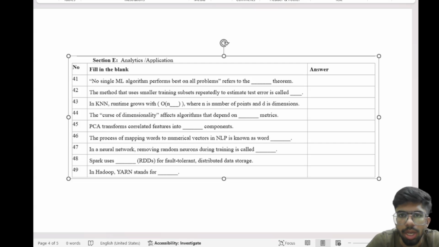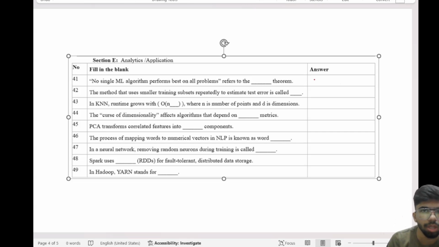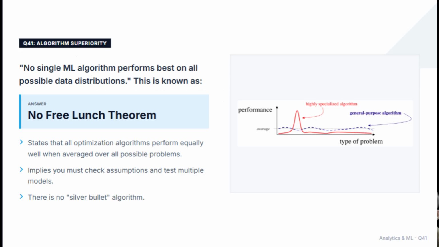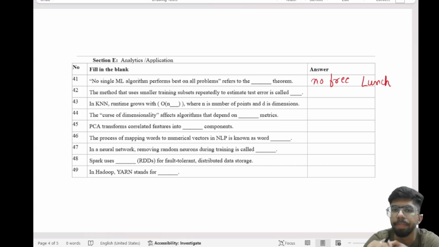Refers to dash algorithm. The answer is no free lunch. The no free lunch theorem states that there is no universally best machine learning algorithm, that an algorithm performing well on one type of problem may perform terribly on another. This is why we compare multiple models and tune hyperparameters; we do not rely on one perfect algorithm. The NFL theorem is one of the most fundamental principles of machine learning.